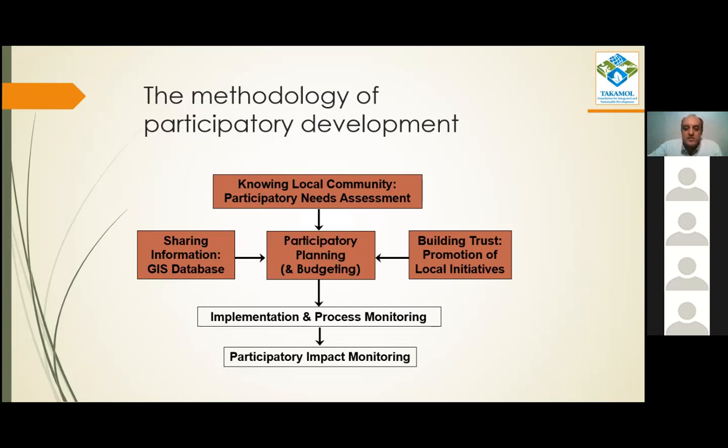So you have all these inputs and put them into a participatory planning and budget process. Then you make the implementation and process monitoring, and then you go to the participatory impact monitoring. You monitor the impact of the intervention in the long term. And this impact could surface in a completely unexpected way.